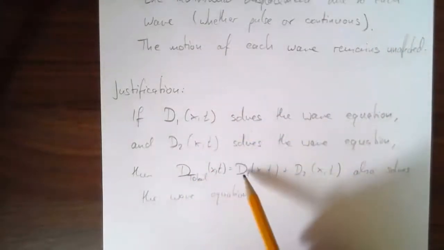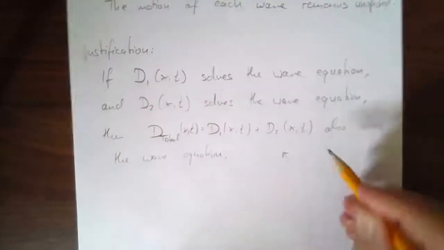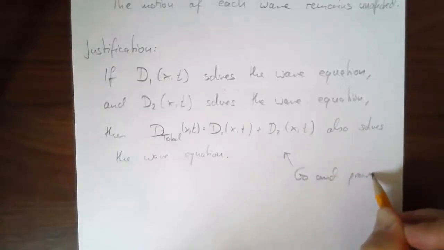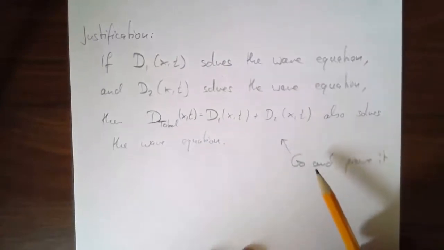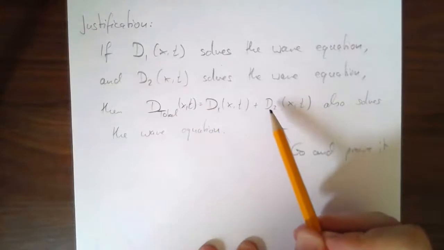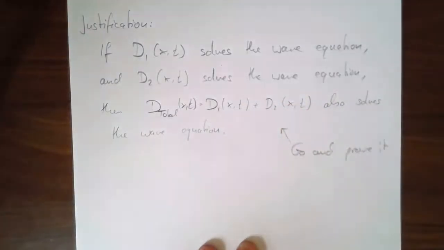Now I'm just stating this. Of course, you should prove this, right? So go and prove it. And it's very straightforward. It really just uses the fact that the derivative of a sum is the sum of the derivatives. That's all you need to prove it.